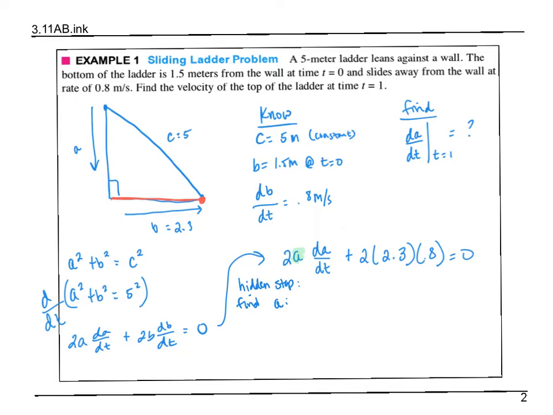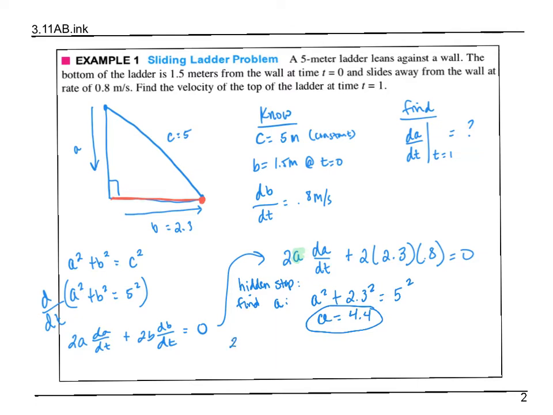Now we can find A using the Pythagorean theorem. We now know that B is 2.3 squared and C was 5 squared. So we can solve for A, and we would end up getting 4.4. Okay. So a hidden step is sort of like you're ready to plug in, you're ready to find out what the final answer is, but you're just missing some piece, and you have to go back and figure out exactly how to find that piece.